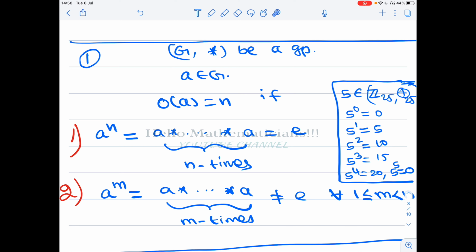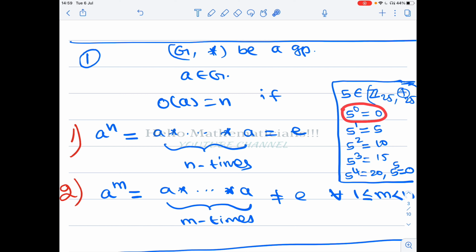So let's consider the group Z25 with respect to addition modulo 25. You consider the element 5. Now, a power n is just a notation. A power n doesn't mean that you multiply A n times. It means that whatever group operation is given, you have to perform that operation on A n times. If the group is an additive group, plus, then a power n means that you have to add A with itself n times. This is a very important thing in group theory. So here it is an additive group.